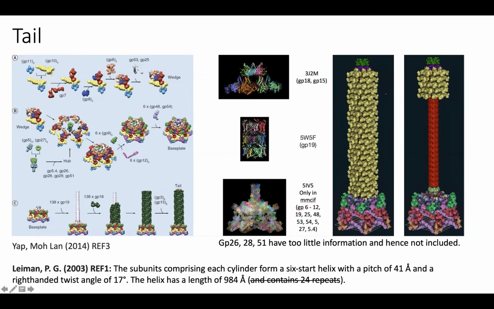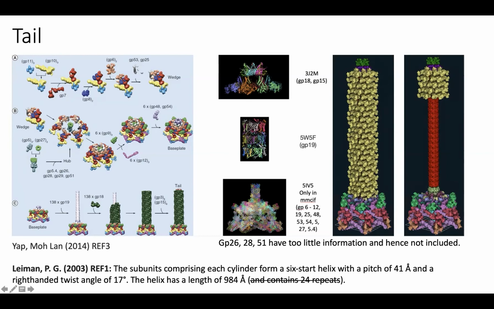For the sheath, our model reflects what Lehman wrote, that the subunits comprising each cylinder form a 6-start helix. That's this 6-start helix with a pitch of 41 angstrom and a right-handed twist angle of 17 degrees. The helix has a length of 984 angstrom. Lehman wrote also it contains 24 repeats, basically 24 layers of the GP18 and GP19.